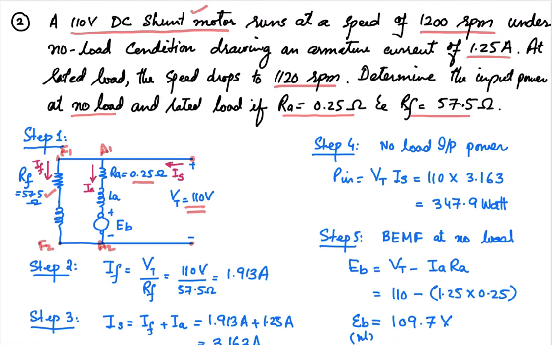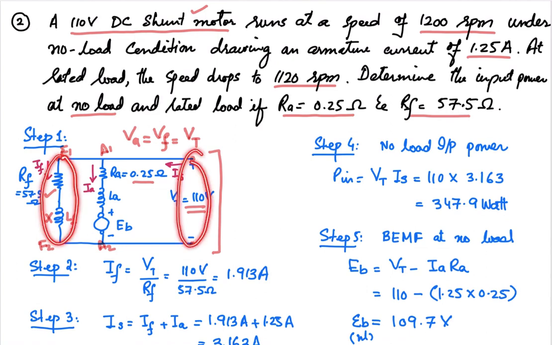Once you apply this supply to the machine, the voltage across your armature and the voltage across your field are the same because they are in parallel, and that is equal to the terminal voltage. As we have already discussed, this inductance LF does not play any role, with no voltage drop across it. So we simply calculate the current in the field winding by dividing the terminal voltage by the resistance of this branch, 57.5 ohm. That is VT over RF, 110 volt over 57.5 ohm. So the current in the field winding will be 1.913 ampere.